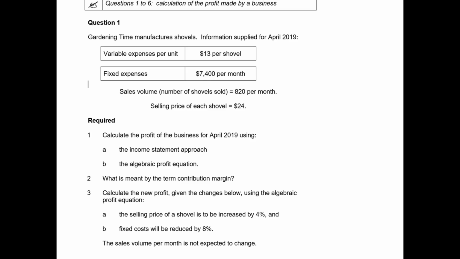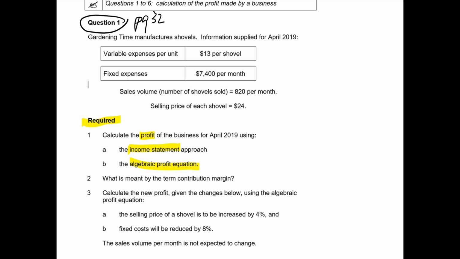In this video, I'm going to demonstrate question number 1 from page 32. Basically, in this question, the first thing you need to do is look at the questions and the requirements. They ask you to calculate the profit using the income statement approach and the algebraic profit equation.